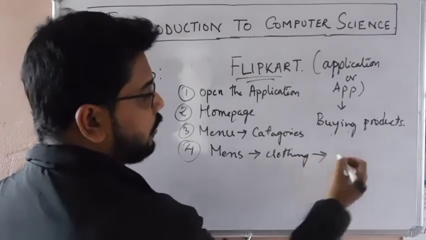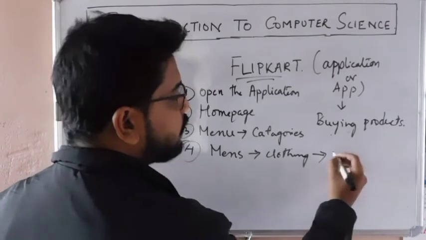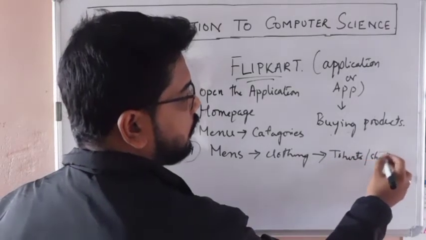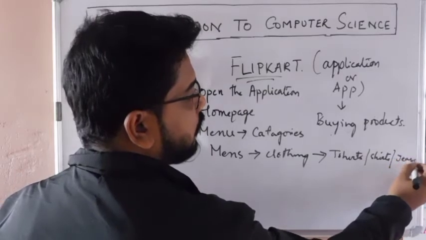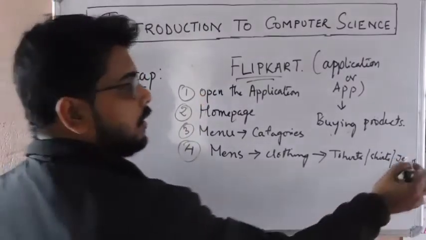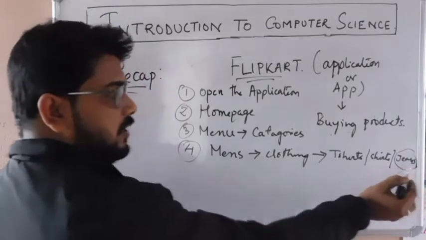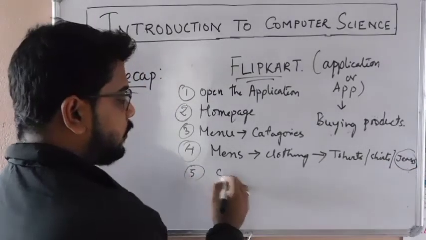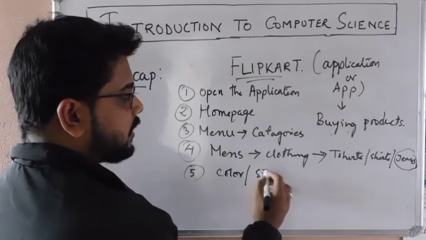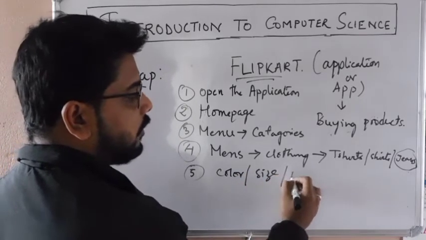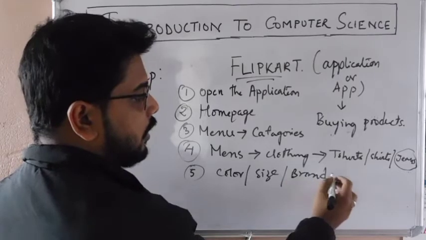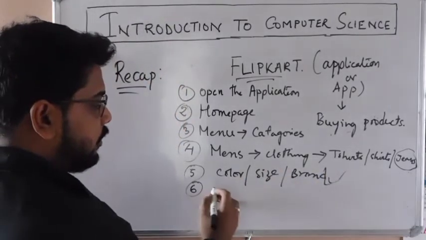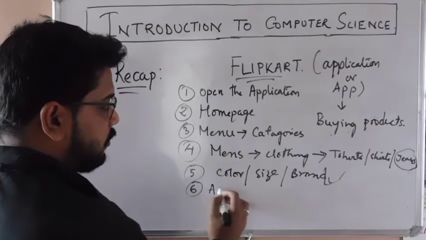In clothing, you will find many options, for example, t-shirts, shirts, jeans. Now for me, the relevant one is jeans. So I will select jeans from here. Then after selecting the pair of jeans, you look for color, you look for the size, or you may look for brand also. After selecting each one of them, you will proceed to add to cart.